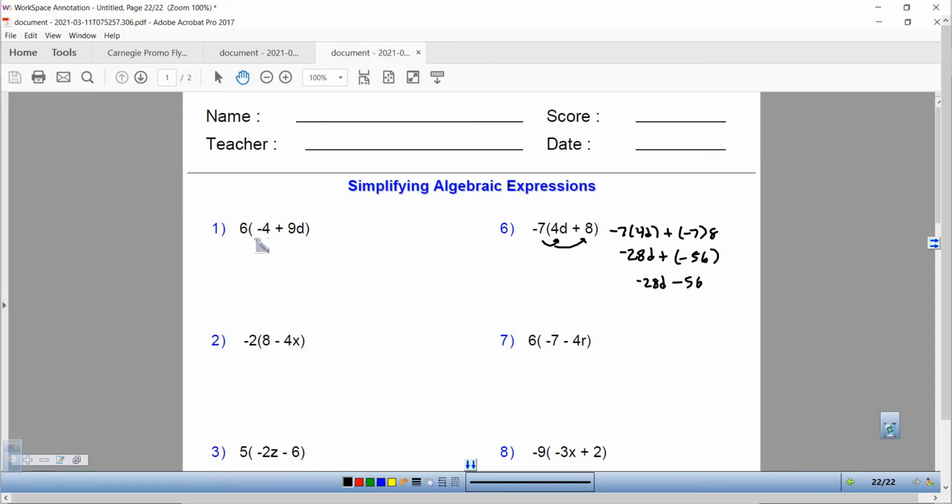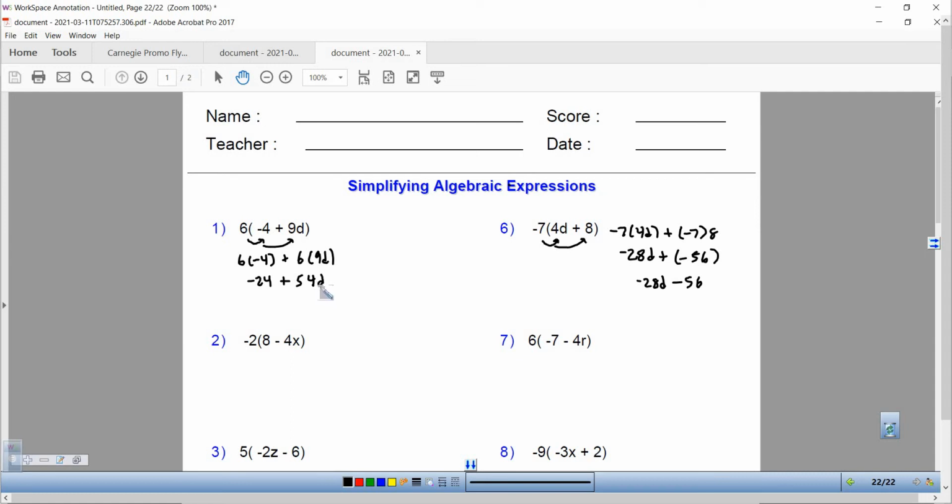All right, back over to number 1. Not sure why I didn't start with number 1. 6 times negative 4 plus 6 times 9d. So 6 times negative 4 is negative 24, and 6 times 9d is going to be 54d. And that is certainly a correct answer.